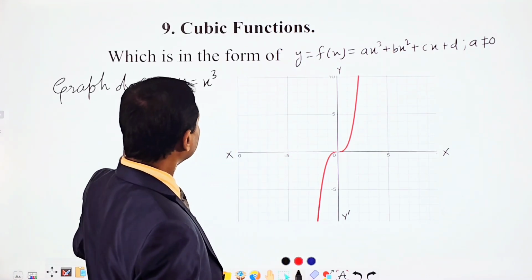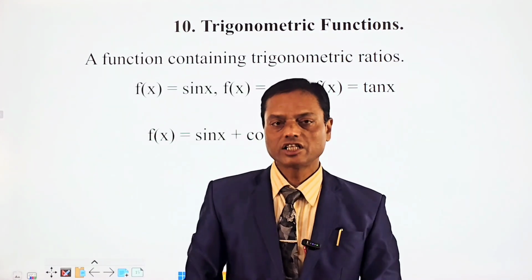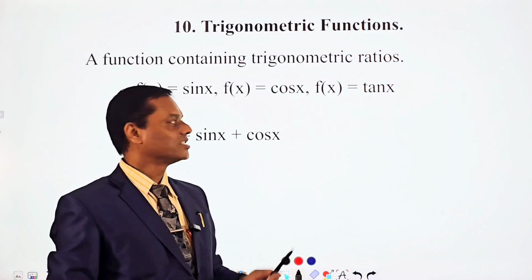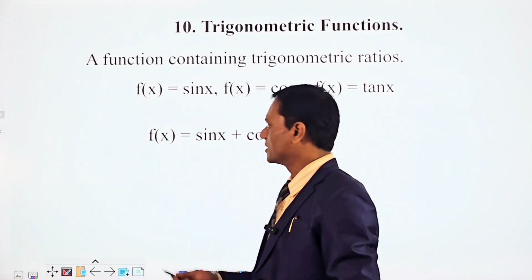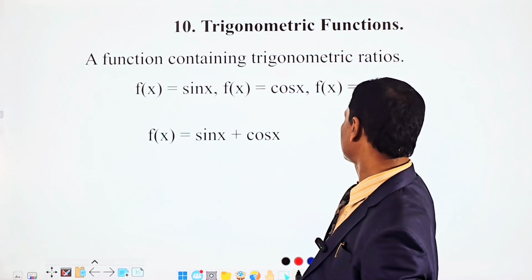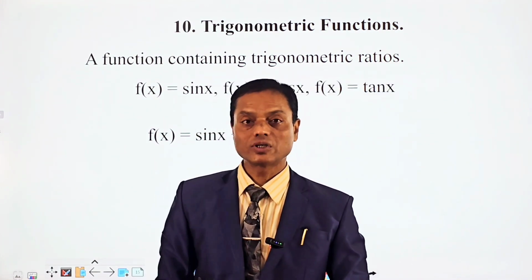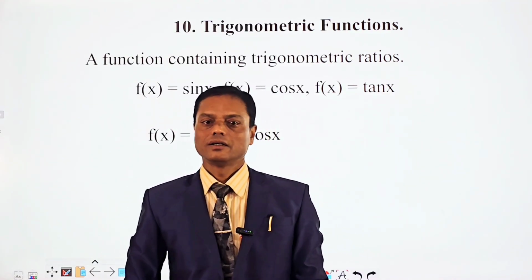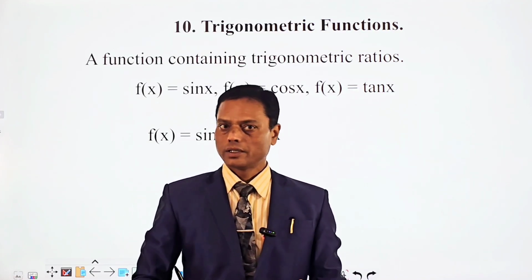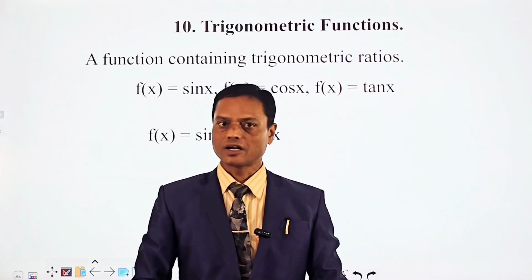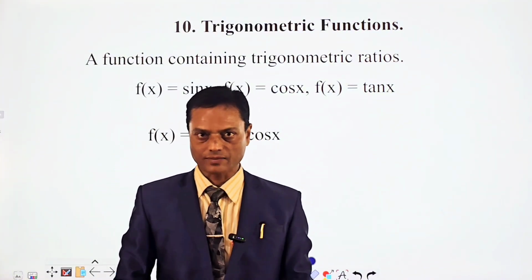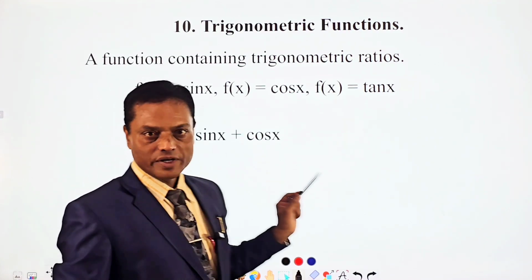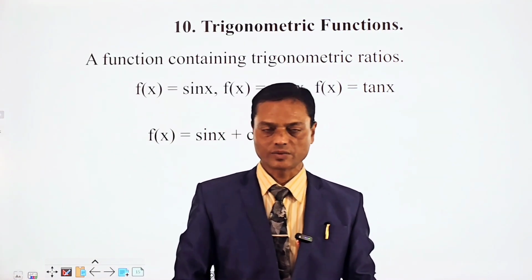The next part is trigonometric functions. Trigonometric means a function containing trigonometric ratios is known as a trigonometric function, right? For example, f(x) = sin x, f(x) = cos x, f(x) = tan x, f(x) = sin x + cos x. How to draw the graph of such trigonometric functions, that is sine, cosine, tangent, I will teach you in trigonometry when I draw the graphs of such functions. In this chapter, I am just going to explain the types of functions, so I am not going into detail whether this is a trigonometric function, linear function or not. I am just going to explain about this.